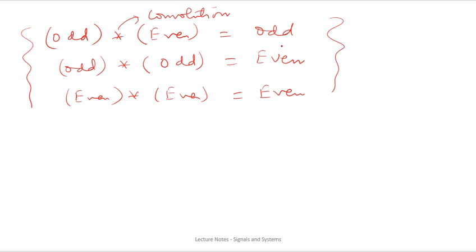So you can see that if the two signals are the same type, either both odd or both even, then the final convolved result should be even. And if they are different, like one of them is odd and the other one is even, then the final convolved result is an odd signal.